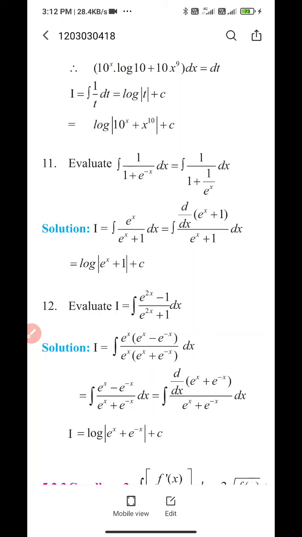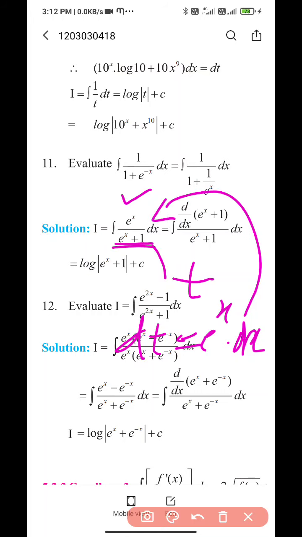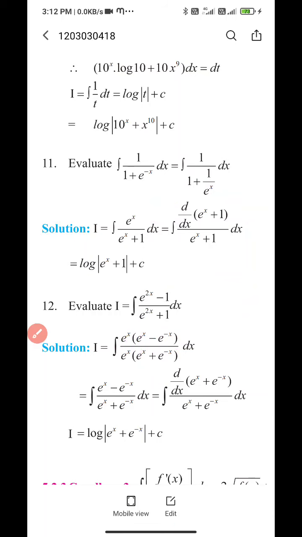So we have got here e raised to x divided by e raised to x plus 1 dx. So this whole thing, इसको अगर t consider किया तो dt बनेगा e raised to x into dx. So वो पूरा जगह यहाँ जाके प्लेस होगा, ये तो t है, तो उस हिसाब से this is an easier problem. Now you can solve this.